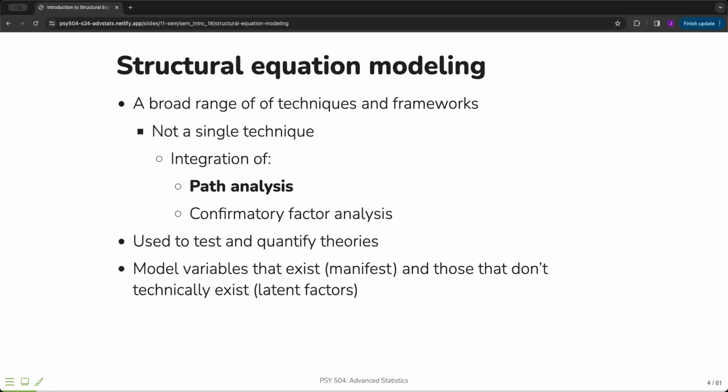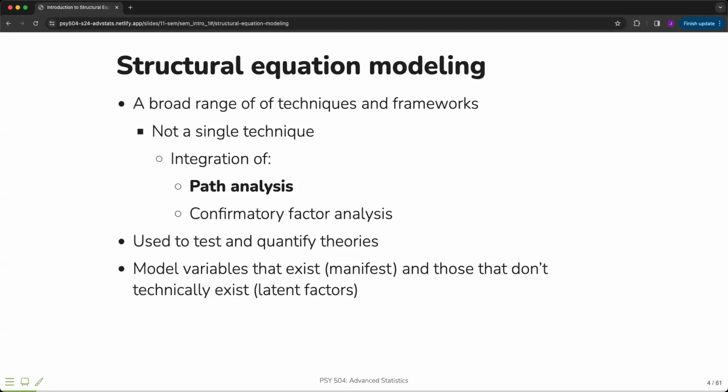One of those techniques is path analysis, which we're going to be talking about today. And then the other one is confirmatory factor analysis, which we'll touch upon briefly next week. There are some other techniques too, like multiple regression, and also growth curve analysis, but we're just gonna focus on path analysis for today and factor analysis for next week.